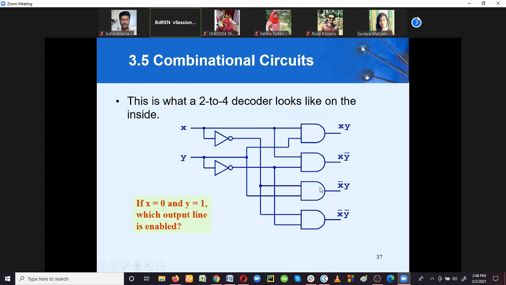Third output? X bar, that means 0 bar is equal to 1, and y is equal to 1. Very good. 1 and 1 is equal to 1. Fourth output? x is 0, so it becomes 1, and y is 1, so it becomes 0. So the fourth output will be 0.